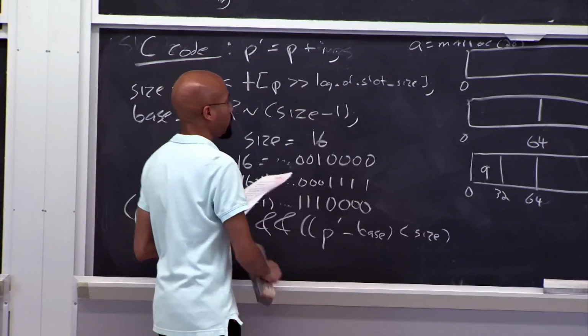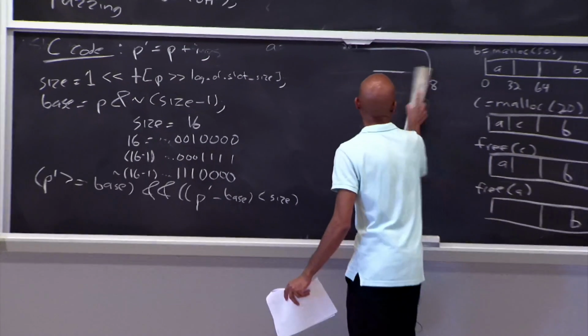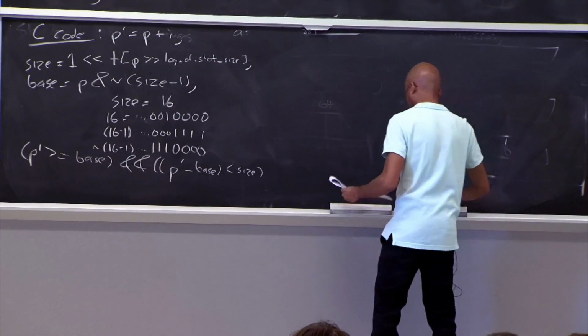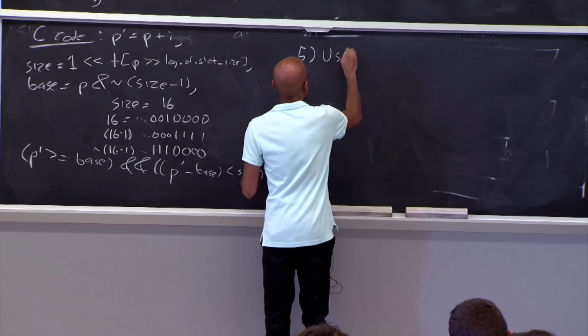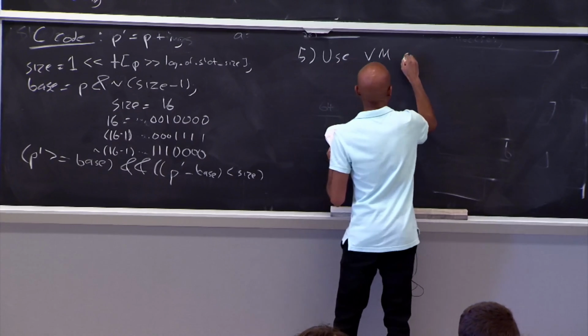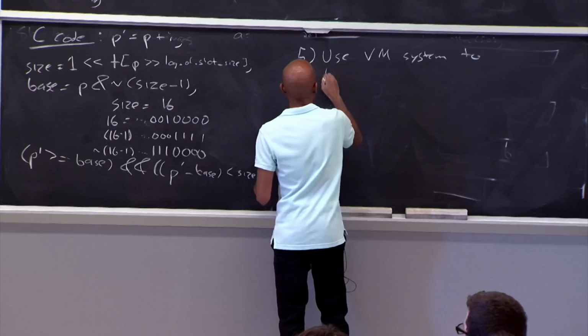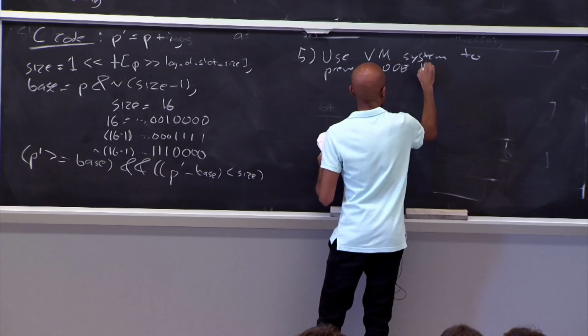And so the fifth trick that the baggy bound system uses is that it uses the virtual memory system to prevent out-of-bound dereferences of pointers, right?